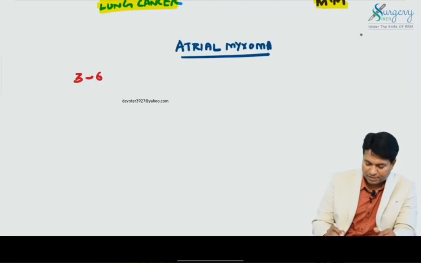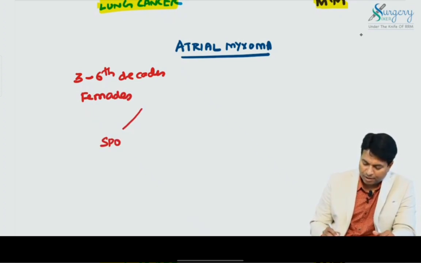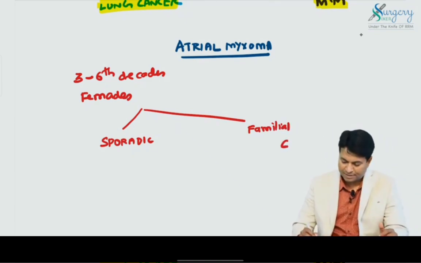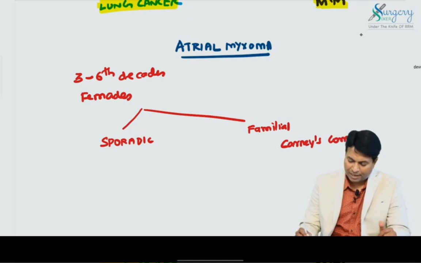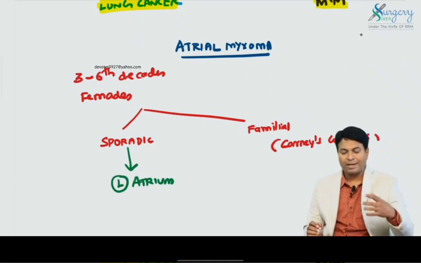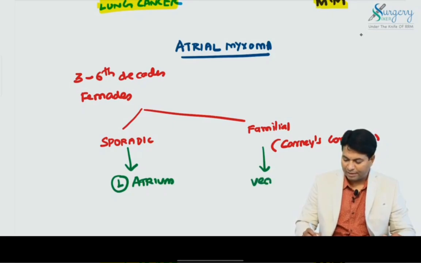It is common in the 3rd to 6th decade among females, and it can be sporadic or familial. Familial types are associated with the Carney complex and can have familial atrial myxoma. An interesting point is that sporadic cases most commonly form in the left atrium, whereas familial cases are most commonly found in the ventricle.